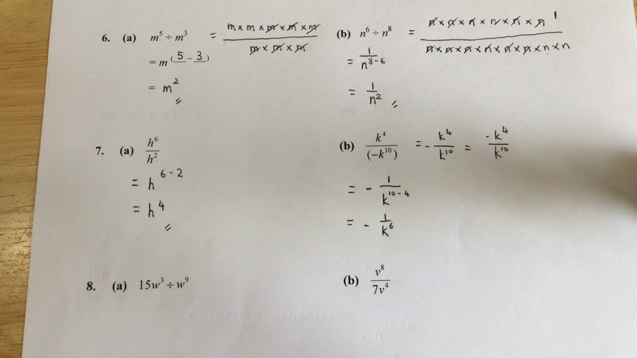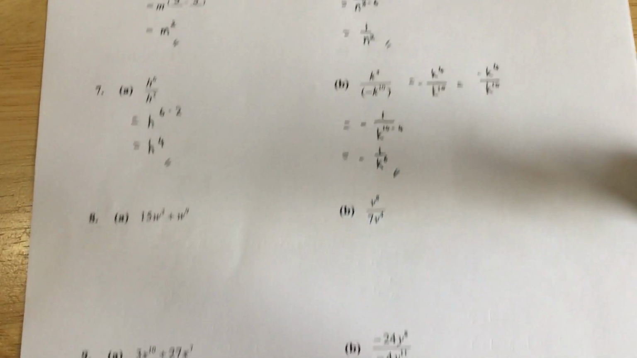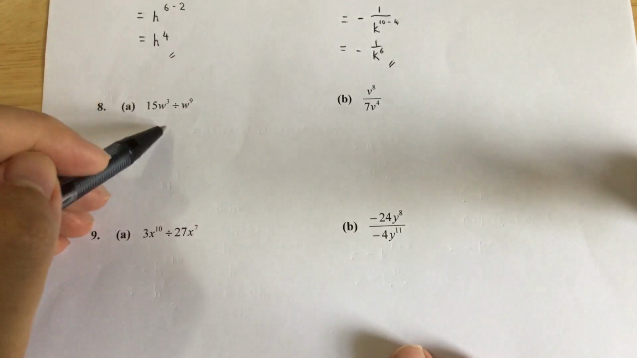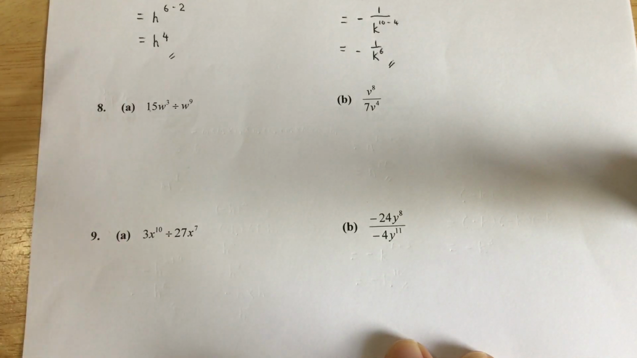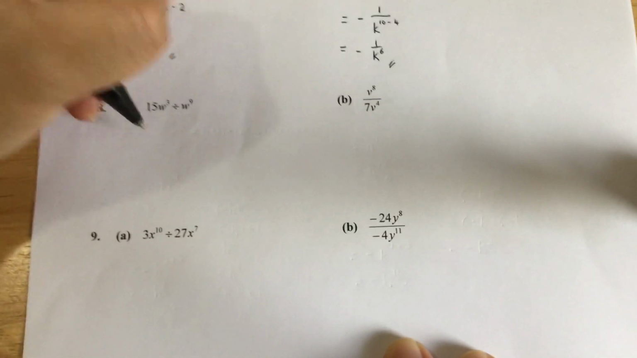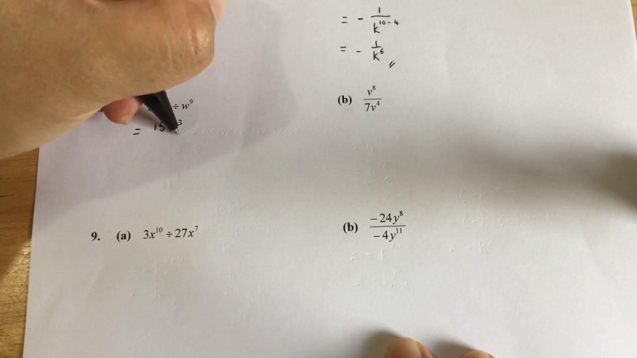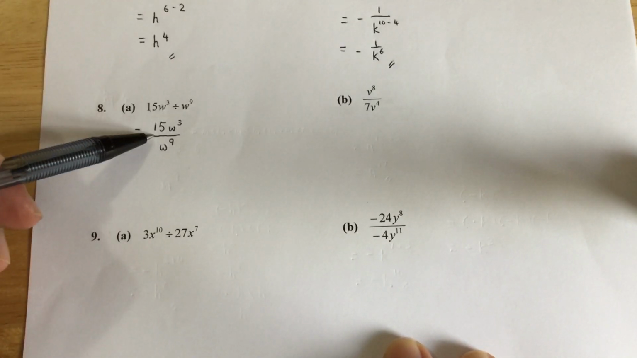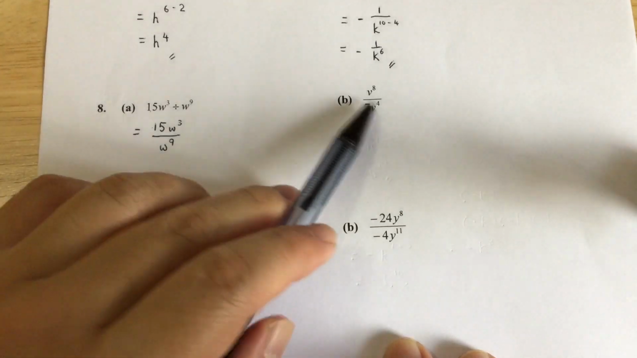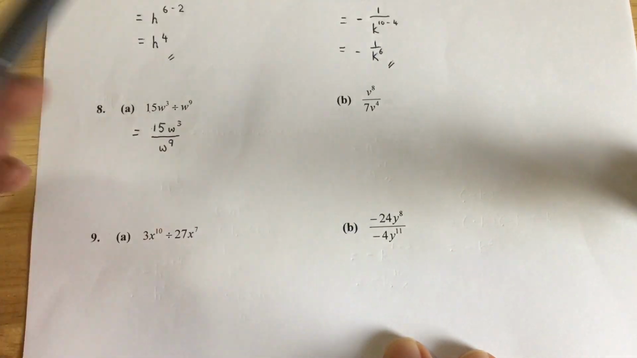Okay, now we will go to question 8 and question 9, so let's finish it first. Okay, question 8 and question 9. We know that 15w³ divided by w⁹. So what can we do? First of all, why don't we write it as a fraction? Because when you use a fraction, it's much easier for you to place the number on the top or at the bottom.